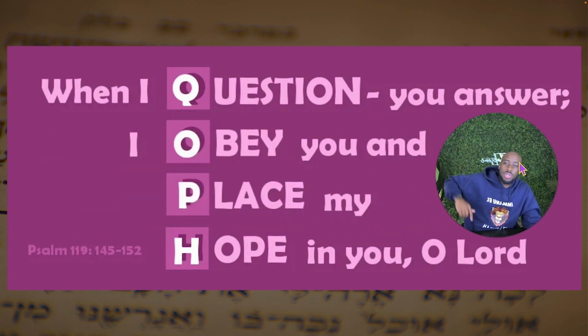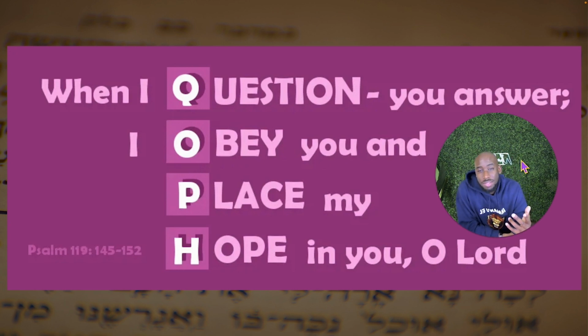So the acrostic goes, when I question your answer, I obey you and place my hope in you, Yah. Cool. And you can see right here we have Qoph. How you spell it in English doesn't matter because we're just trying to phonetically spell it the best way we can pronounce it, how it's supposed to be pronounced in Hebrew. So this is a great way to summarize what David was talking about in that passage. When I question your answer, I obey, and place my hope in you.